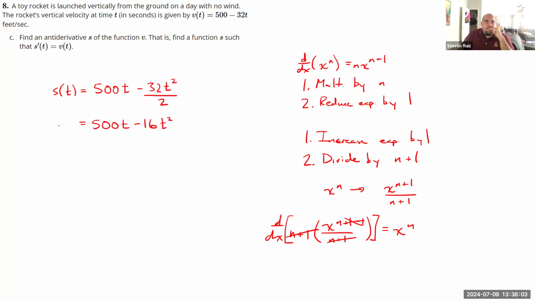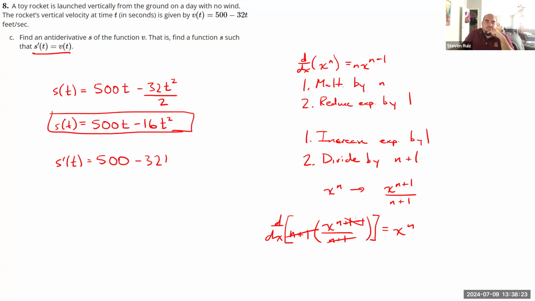So I think this is a good antiderivative. Maybe let's be totally sure though. We're told that if we take a derivative of this, that should equal the velocity. So what is the derivative of 500t? That's 500. What is the derivative of negative 16t squared? That will be negative 32t. So I think that's a good check. This is exactly what we started with as our velocity.